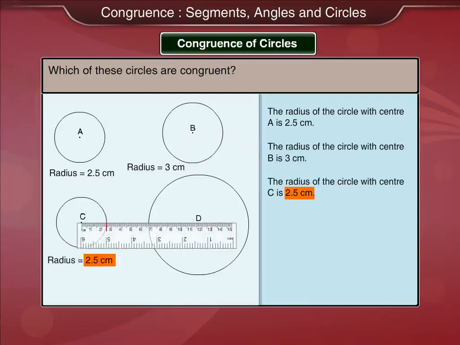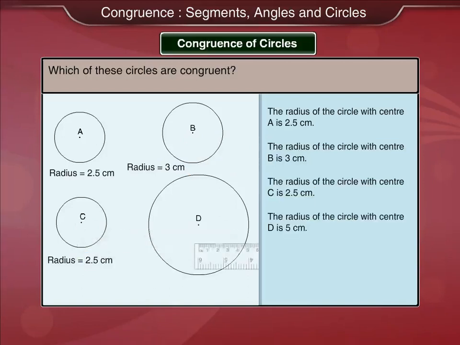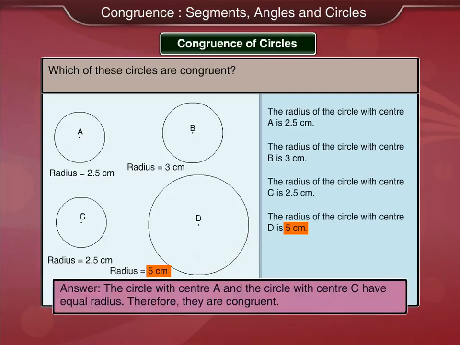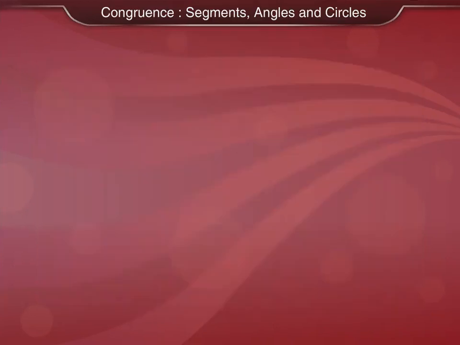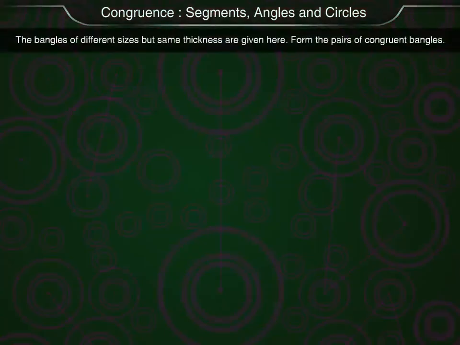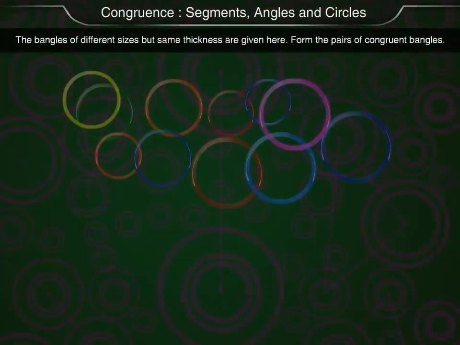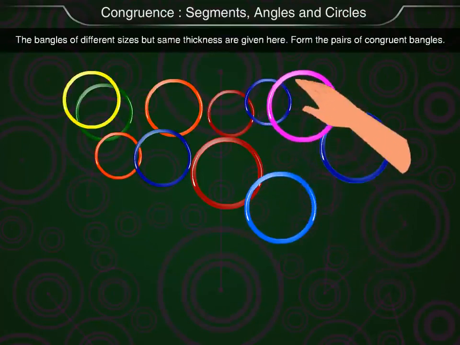Now take two bangles from each group and draw its edge on a paper. Using a divider, measure its diameter. What do you find? The bangles which are congruent have equal diameters, which means they have equal radii. Find such examples in your surroundings. You will find many such things at your home.